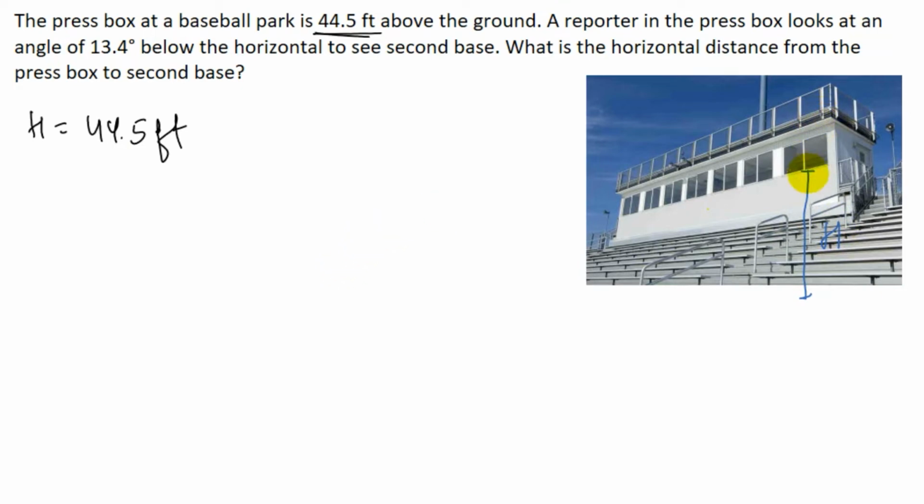Now a reporter is sitting over here, and the reporter in the press box looks at an angle of 13.4 degrees below the horizontal. So the line of sight would be something like that.